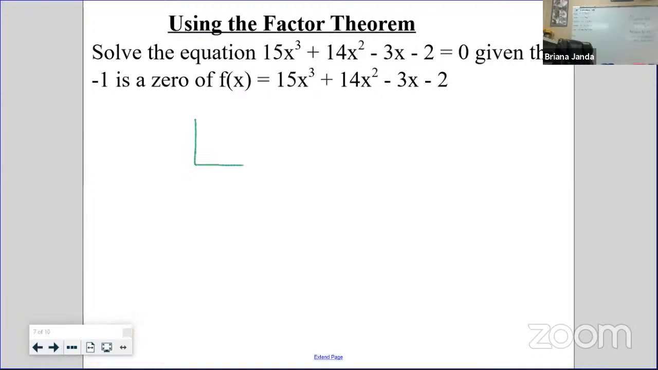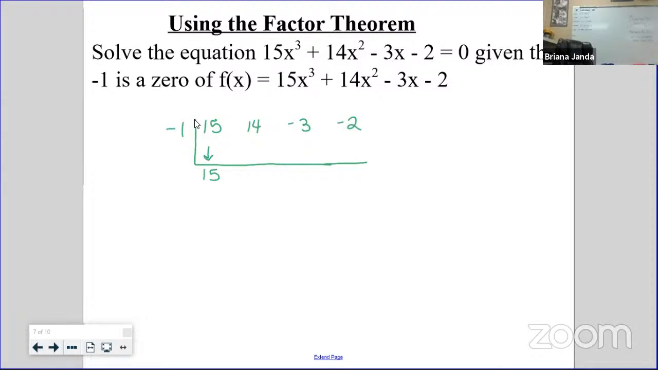Okay, the key on factor theorem is remembering that whatever zero they give you is the zero you put outside. And I get that in synthetic division, it can be confusing because when we were handed a factor, we had to use the opposite sign, right? But they are telling us that this is a zero. The number that sits out front of your synthetic division is a zero of your function. So we fill in with 15, 14, negative 3, negative 2.